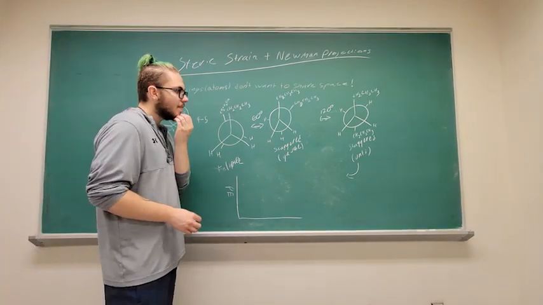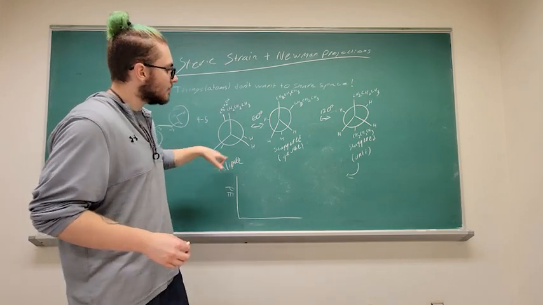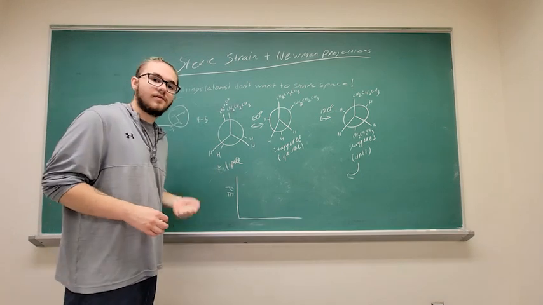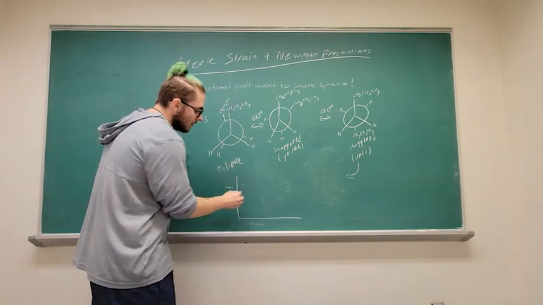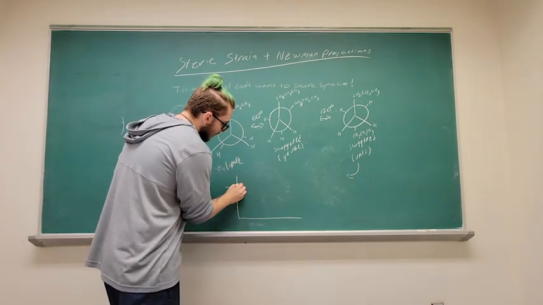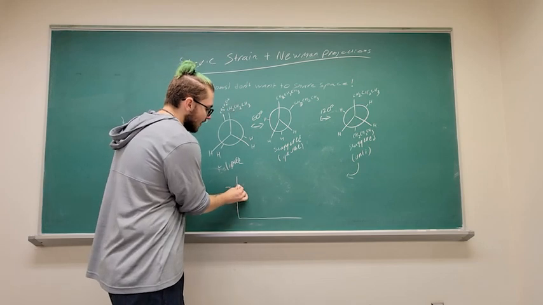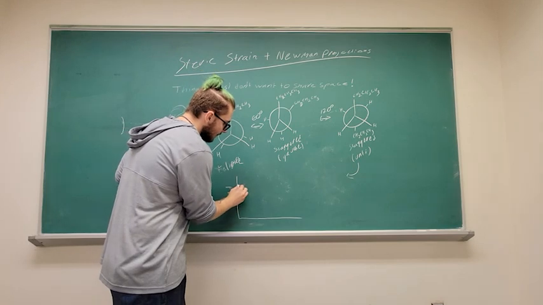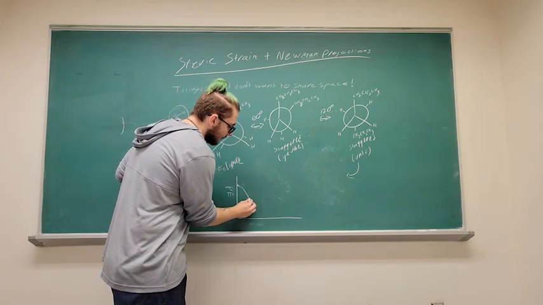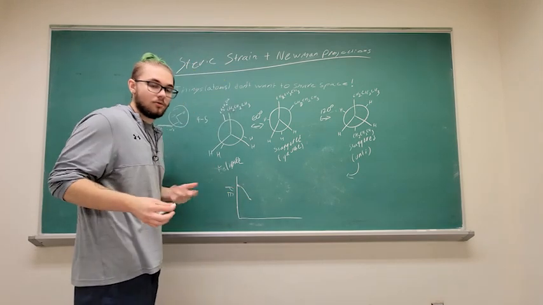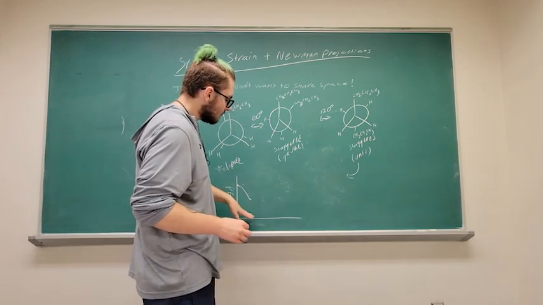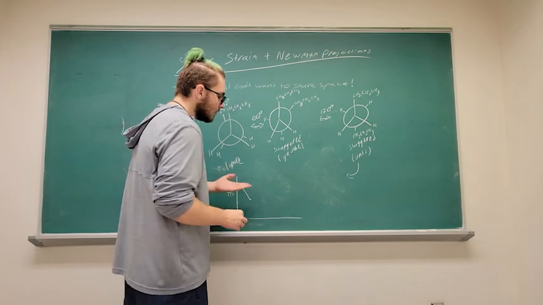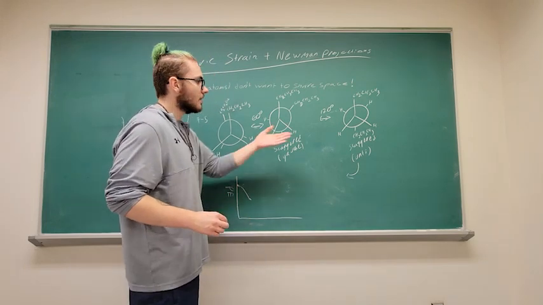Because we have this idea of eclipsed, gauche, and anti, we can look at these different energy levels. The eclipsed is the highest for this conformation, so we have it at this high energy level. But then the gauche version brings it down lower to a more stable conformation, but it's still not that low in terms of potential energy. It's still significantly higher than something like the anti.